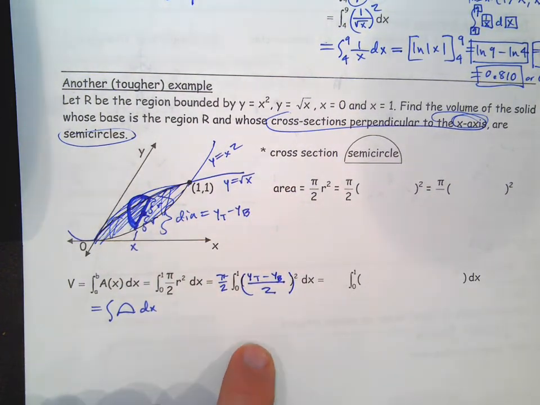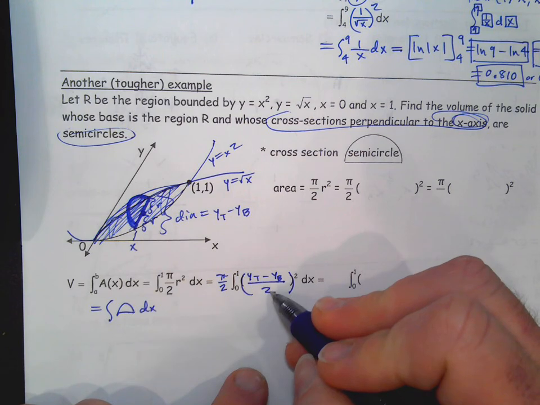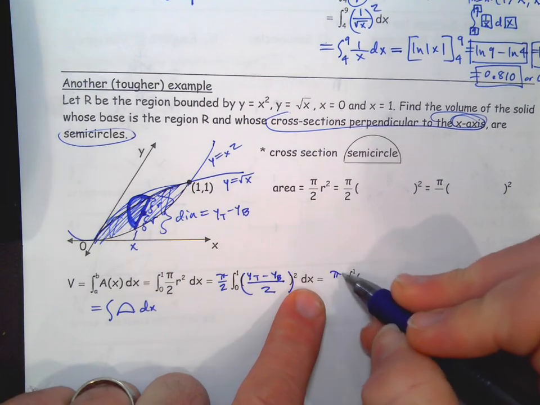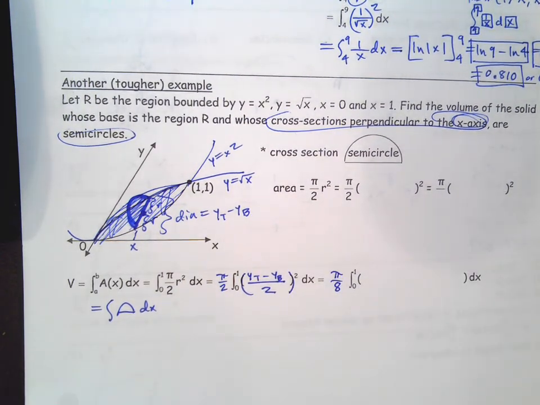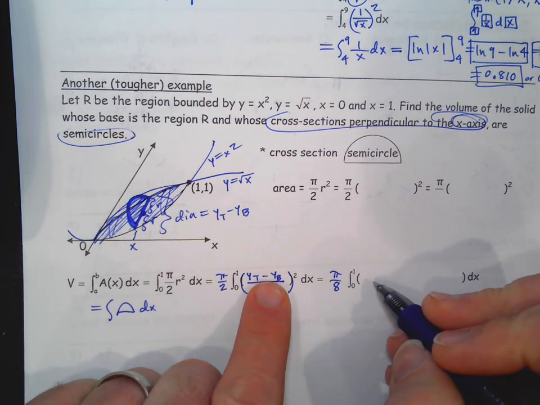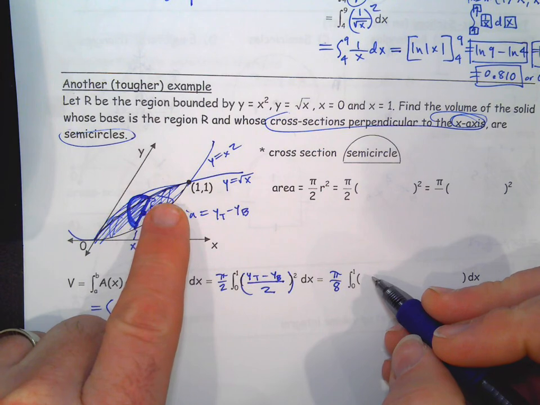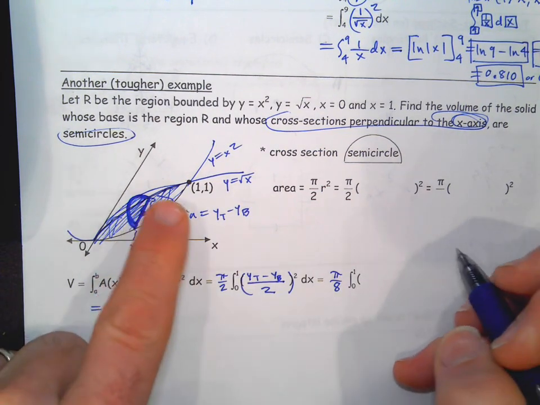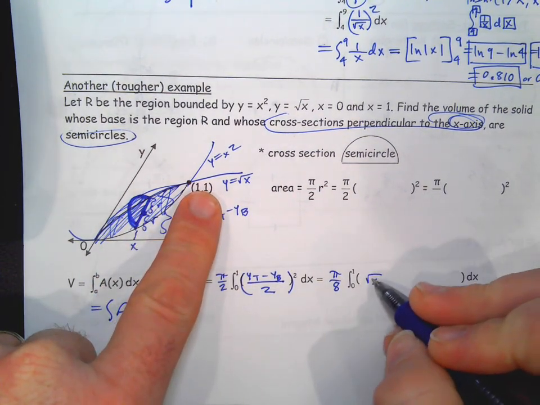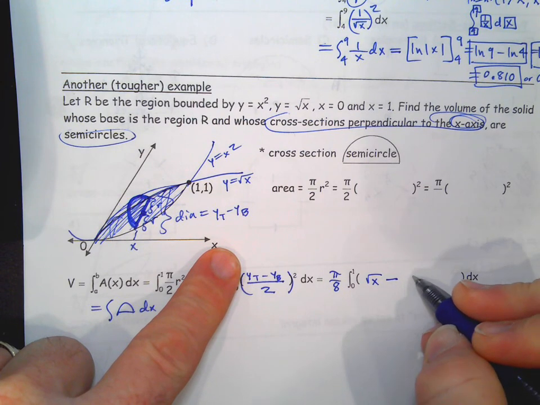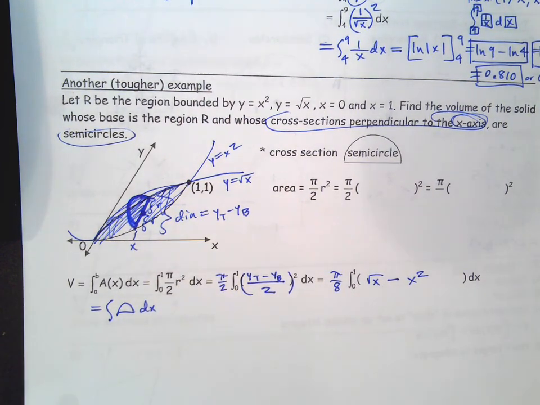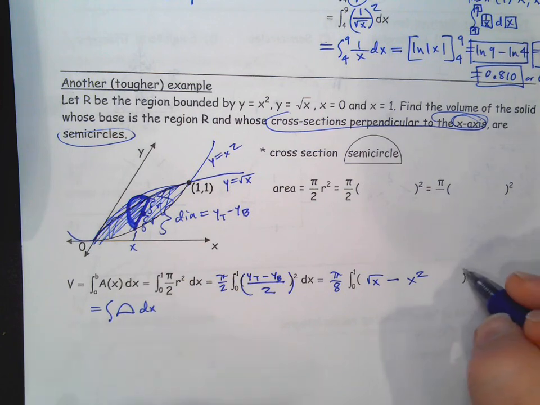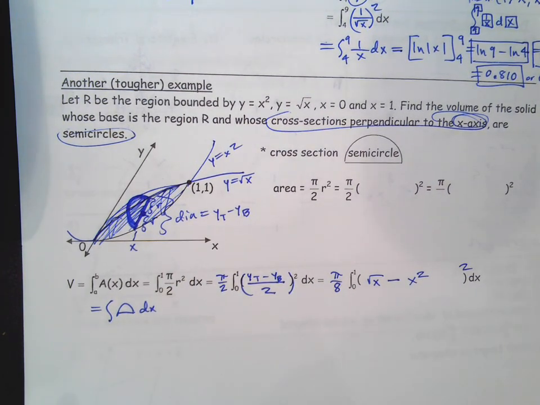That's one of the mistakes people make a lot. It gets squared, becomes a 4. You could bring it out in front and be pi over 8. Not pi over 4 though, pi over 8. The divided by 2 has to get squared. Now y top is the square root of x, minus y bottom is x squared. But then it's going to get squared, right?